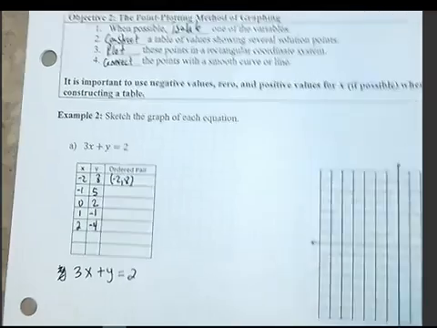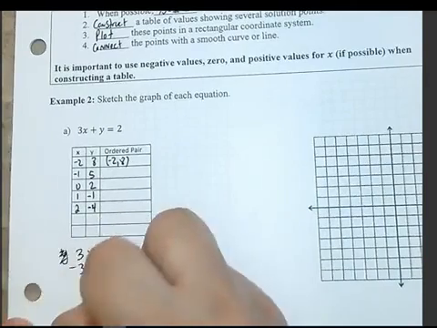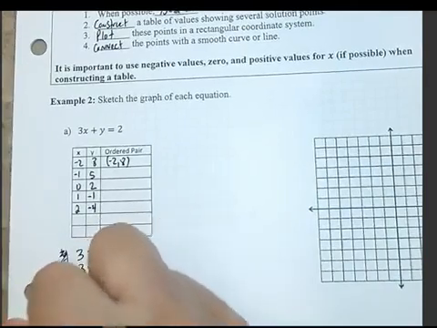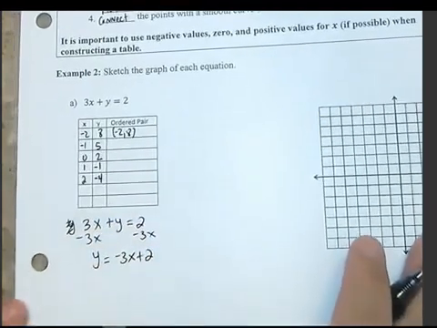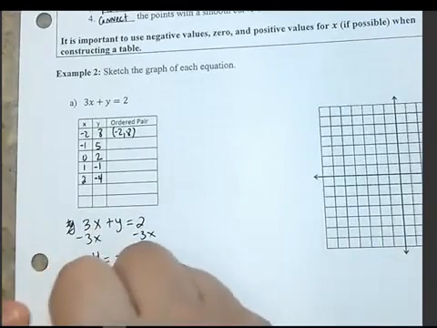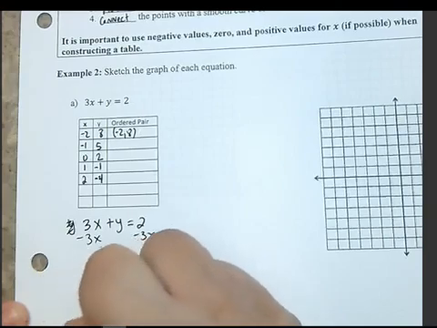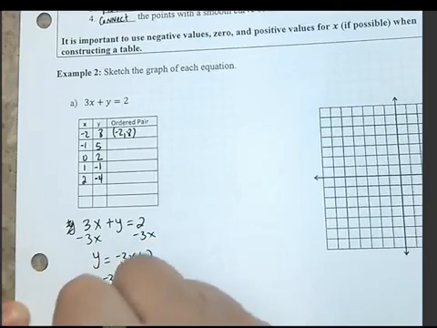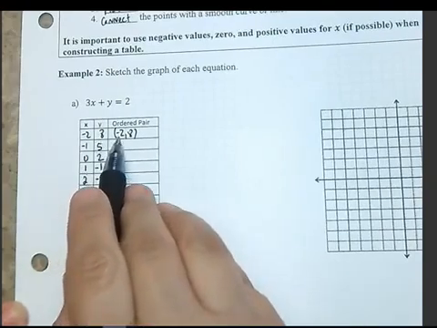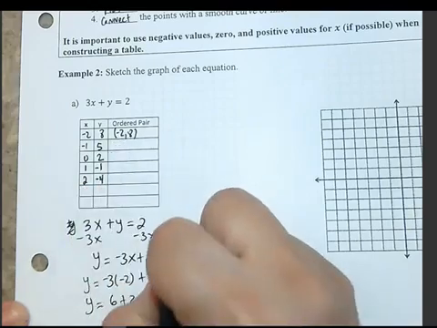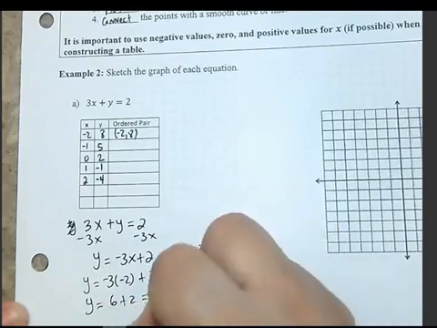First, we can isolate one of the variables, y, for example. So I'm going to subtract 3x on both sides. So I can then use this equation. So if I plug in the -2, then we get y is equal to 8. And so our ordered pair is -2 and 8. Then I can do the same for the rest of those numbers.